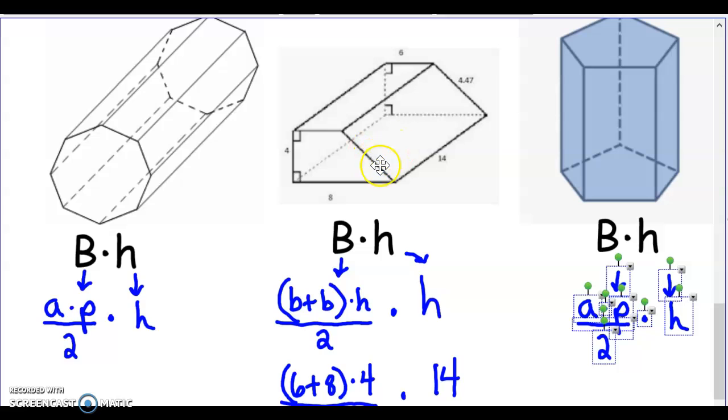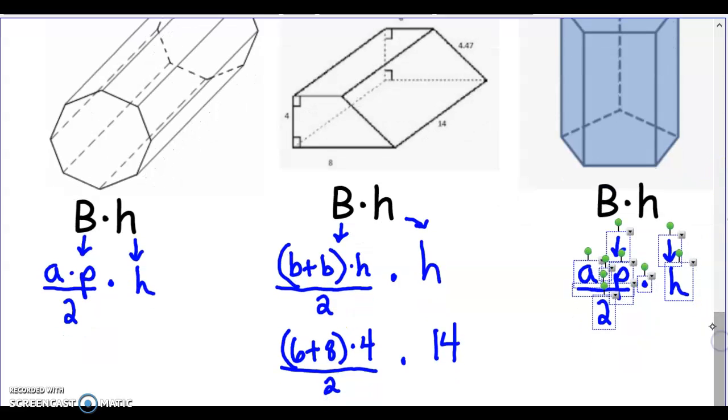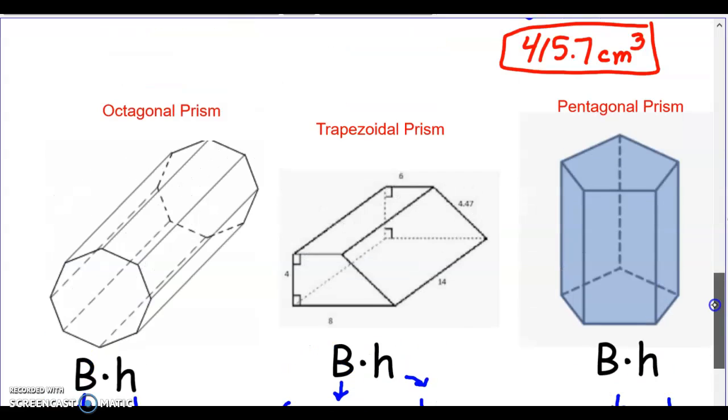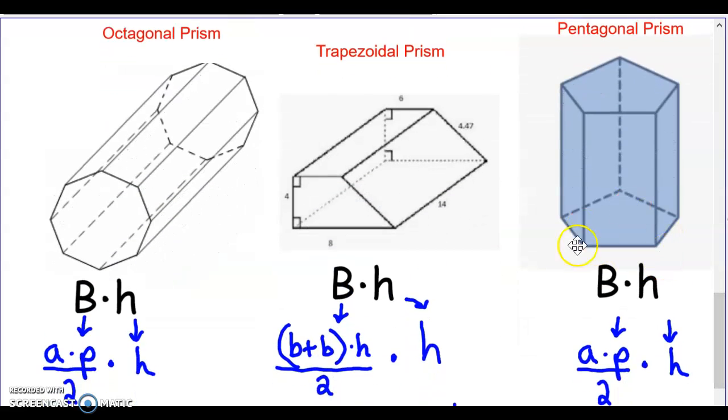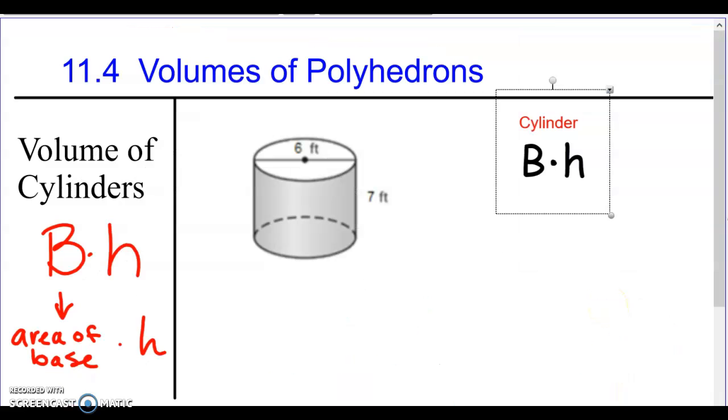This one here in the middle would be a trapezoidal prism. So I've got my area formula for my trapezoid that we learned back in chapter 9. Okay, and I filled in my base and my height there. And then this last one here is a pentagonal prism. Okay, so I've got my formula.